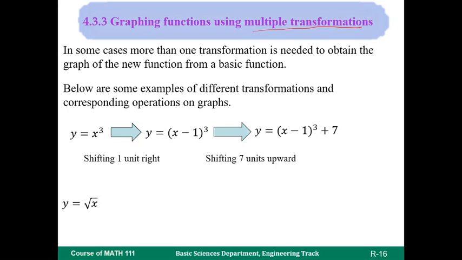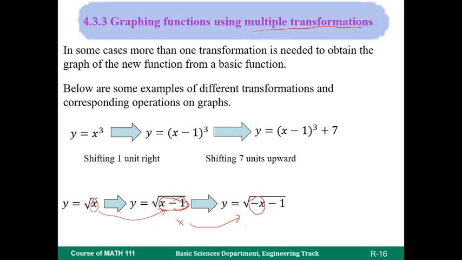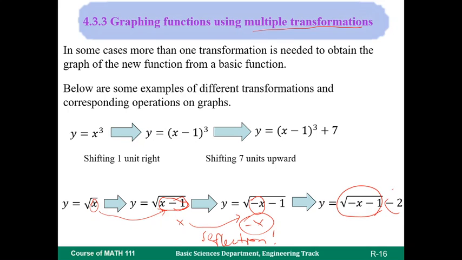And here, square root of x, for example, what can you do? Like this x minus 1, x is replaced by x minus 1. What does it mean? It means shifting it 1 unit to the right. And now you change x with minus x. This has a reflection, remember this reflection. So reflection with respect to the y-axis. And then again, if you subtract 2 from the function, it means 2 units down.